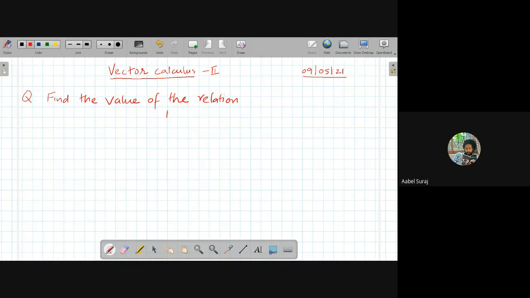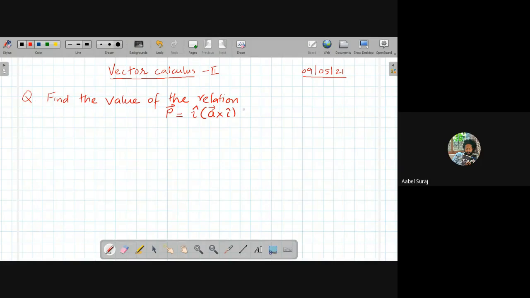The relation is P equals I cross A cross I. Before that, one more small thing we forgot to mention is the vector triple product. Let me write the problem once, and we'll discuss the vector triple product, then we'll do this problem.